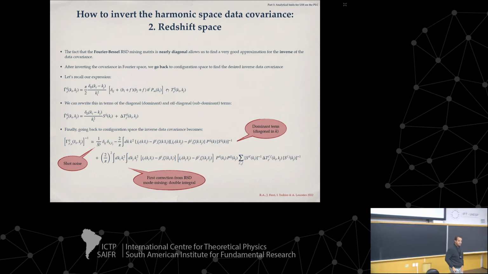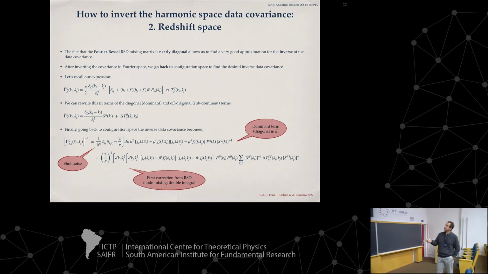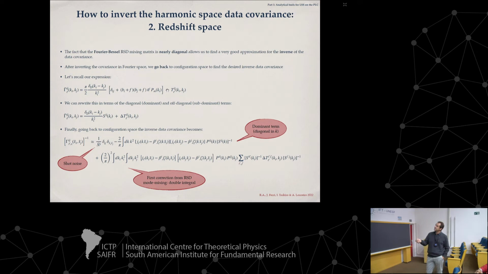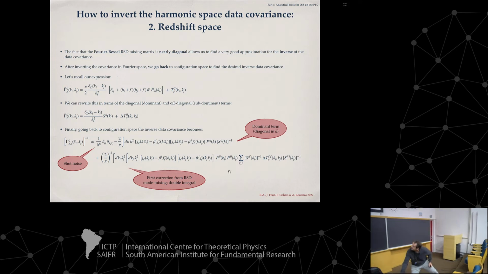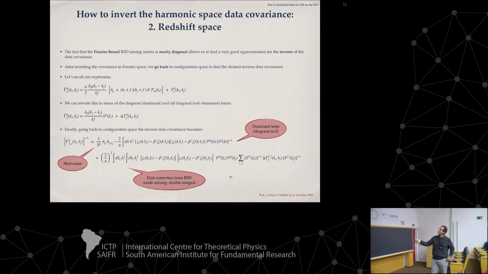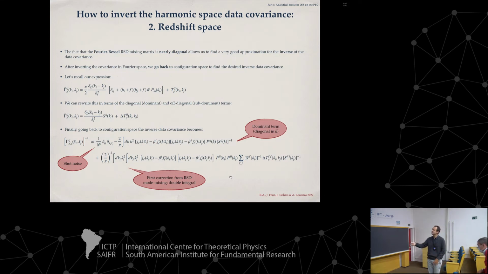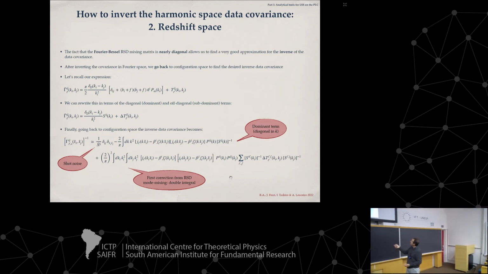So how do you solve for this? Well, you go back to the expressions that we had before. So basically, this is the data covariance that has the off-diagonal terms in here. So you can rewrite this as a purely diagonal object plus some off-diagonal terms. Then you can plug it back in, and you can write the expression for the inverse as a perturbation series like this. So it has shot noise. It has a diagonal term in Fourier space. And then it has the first corrections from the off-diagonal terms, which depend on this here. But these are all simple expressions.